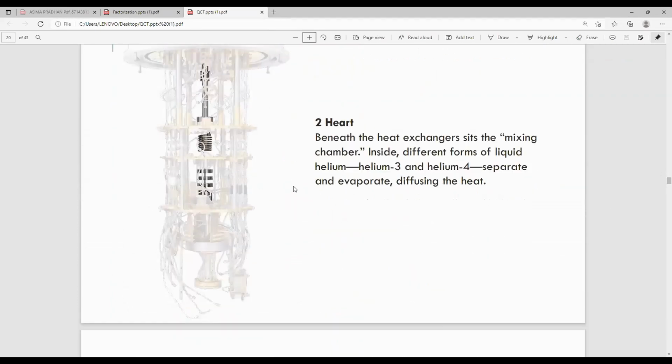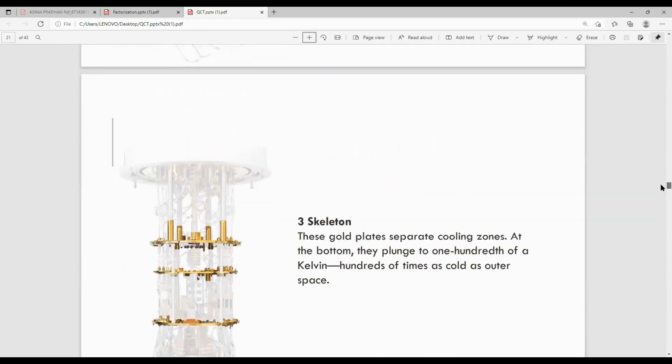Now, there are places where heat exchange takes place. Essentially, they are cooled by liquid helium to a very low temperature. Otherwise, all the quantum properties will be lost, something called decoherence. You have to cool it.